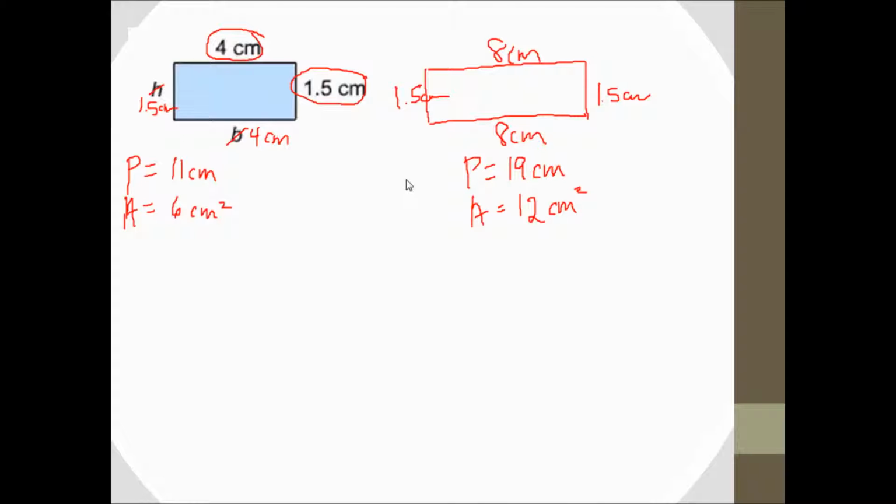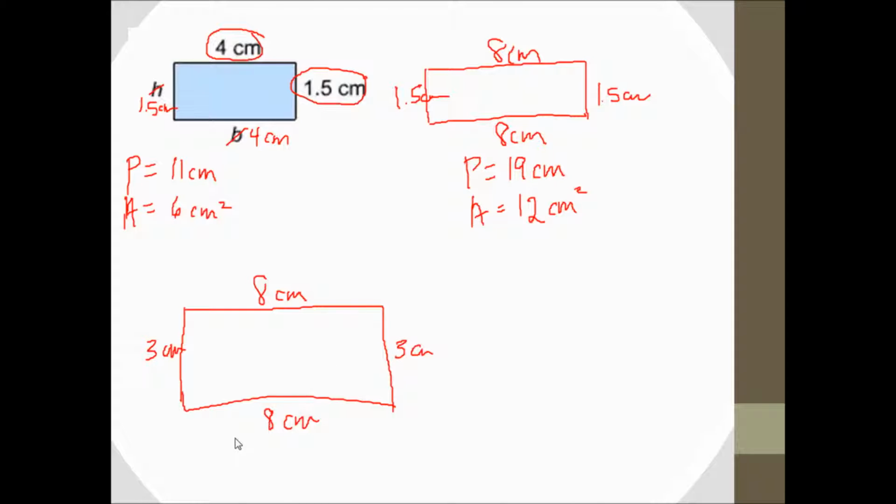So if I try and see a pattern, there is no pattern from 11 to 19, but we can see that the area was doubled. If I doubled one side, that just doubled the area. Well, let's actually double both sides. So I'm going to keep the 8. And now I double the 1.5, so now it is 3.